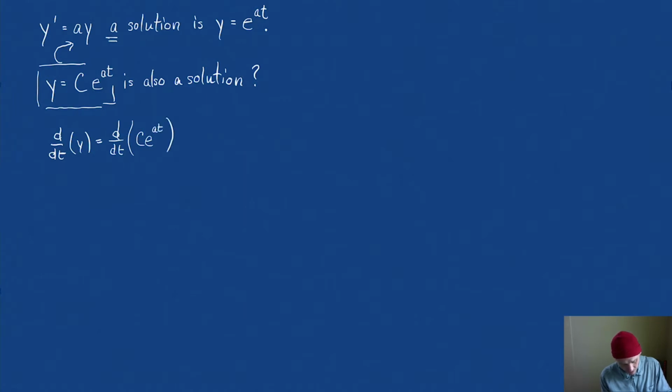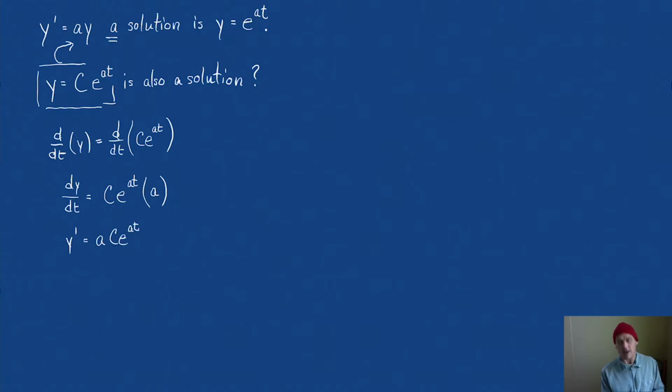So on the left-hand side, we get dy dt, which is y prime, and we'll write that on the next line. Now, when I take the derivative of the right-hand side, well, that's going to give me a c e to the at, and then remember, we have to take the derivative of the exponent also by the chain rule, so that's going to just give me an a. I'm going to rewrite this. This is y prime equals, I'm going to write it as a times c e to the at.